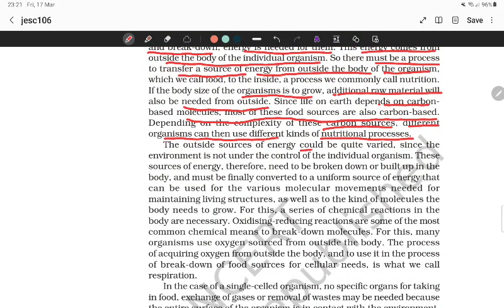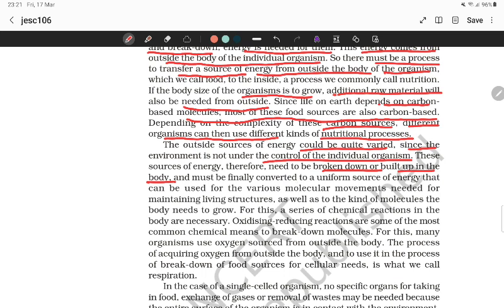The outside sources of energy could be quite varied since the environment is not under the control of the individual organism. These sources of energy therefore need to be broken down or built up in the body. They have to be either built up in the body, just like plants do, or broken down by organisms like animals or humans. On that basis, you will come to know in further topics how nutrition plays a very vital role and becomes a most important life process.